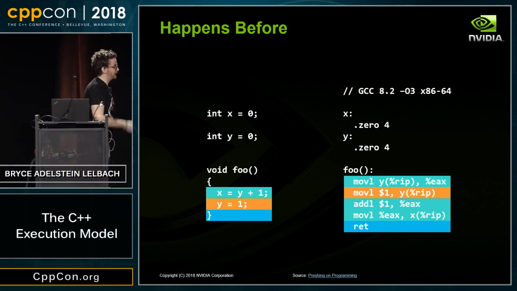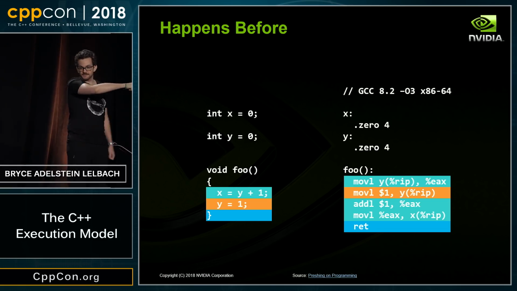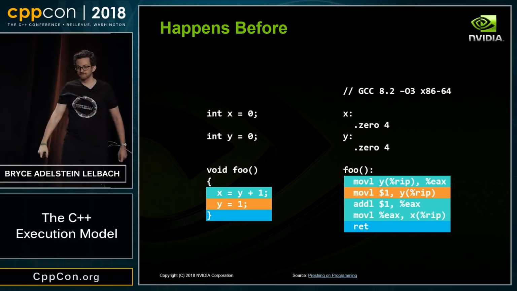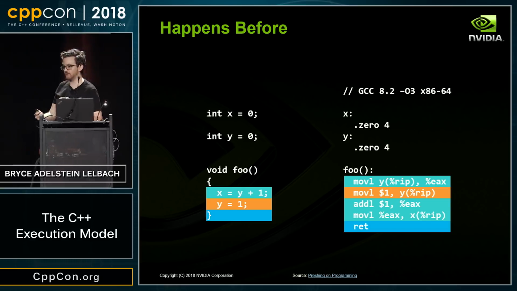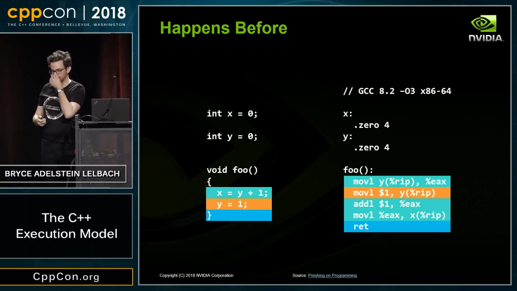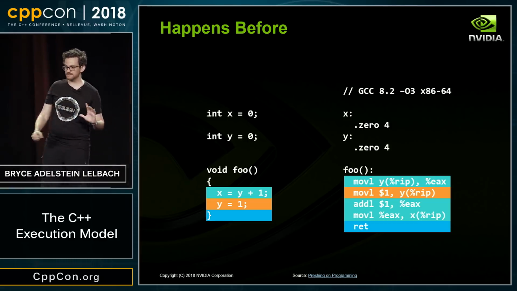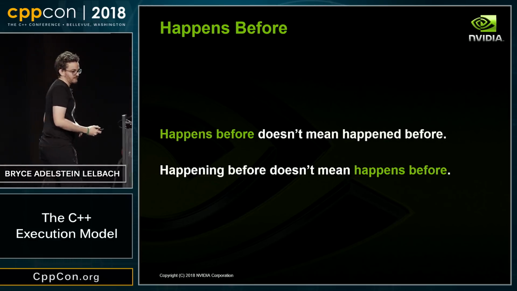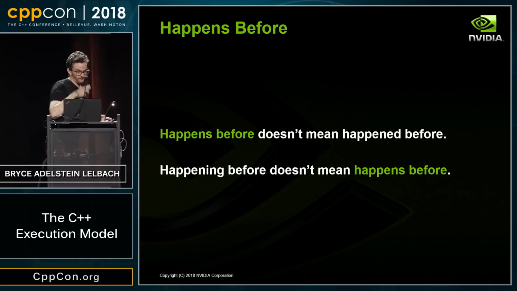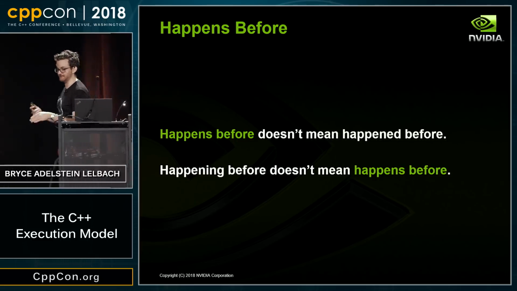But when we look at the assembly here, this actually happens sort of interleaved with this here. So this might seem a little unintuitive. It doesn't actually happen before it in terms of the actual assembly you get out. But you can't observe this. And if you could observe this, the compiler wouldn't do this optimization, or you'd be observing it through some weird undefined behavior. So happens before doesn't mean happened before. And happening before doesn't mean that you have the happens before relation.